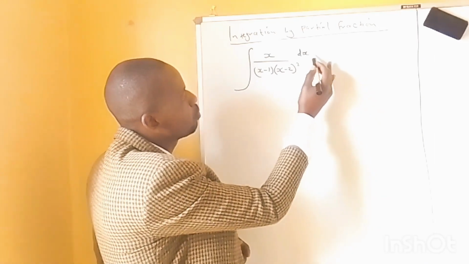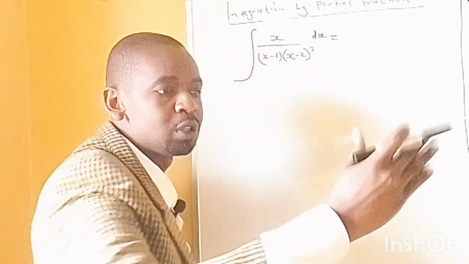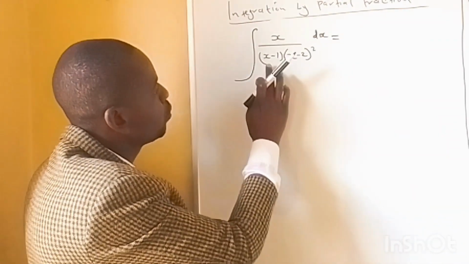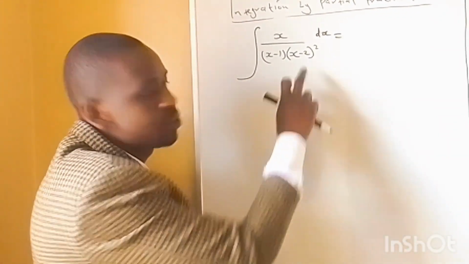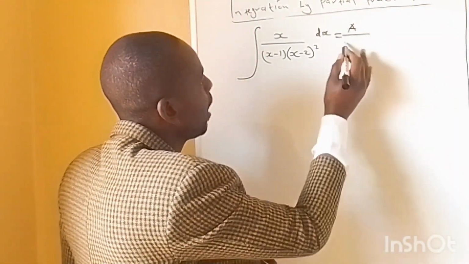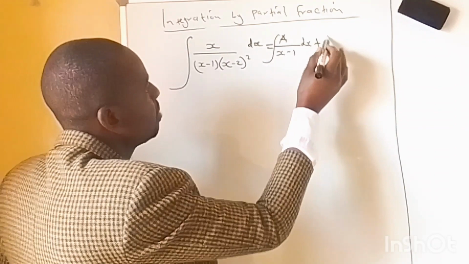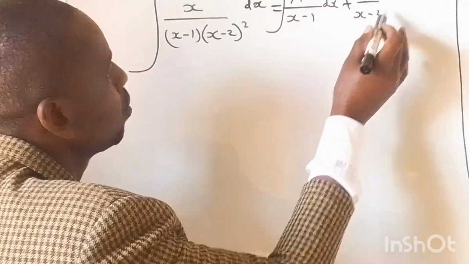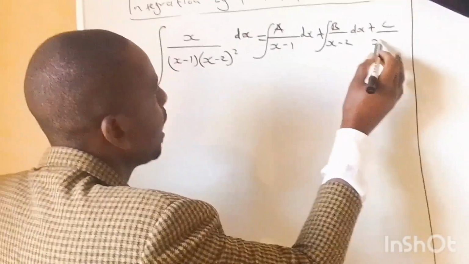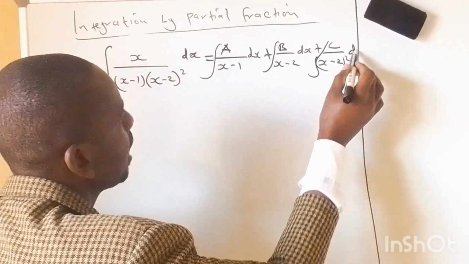So the first thing that you are supposed to know here is how you can break the denominator into partial fractions. How can we decompose the denominator here? You can see that x minus 1 is a linear factor, but x minus 2 is also a linear factor, repeated. So we have A over x minus 1, plus B over x minus 2, then plus C over (x minus 2) squared.